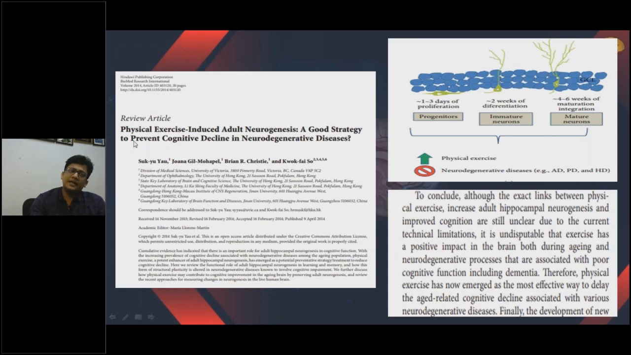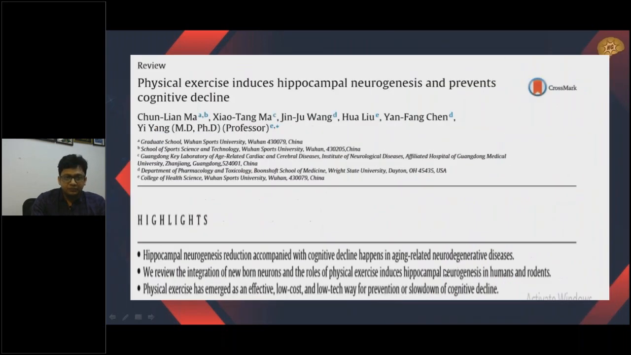One more article tells that physical exercise-induced adult neurogenesis is a good strategy to prevent cognitive decline in neurodegenerative diseases. This article concludes that exact links between physical exercise, increased adult hippocampal neurogenesis, and improved cognition are still unclear due to current technical limitations. It is undisputable that exercise has a positive impact in the brain, both during aging and neurodegenerative processes that are associated with poor cognitive function, including dementia.